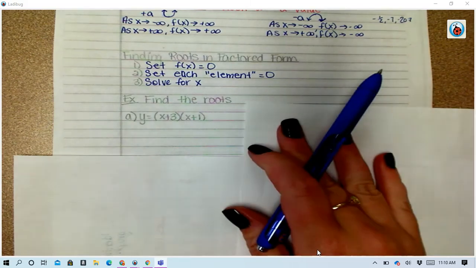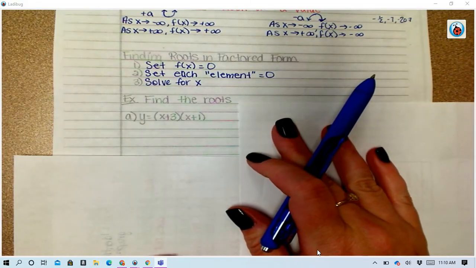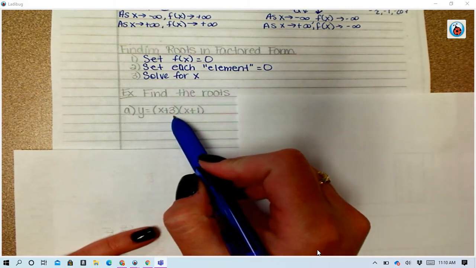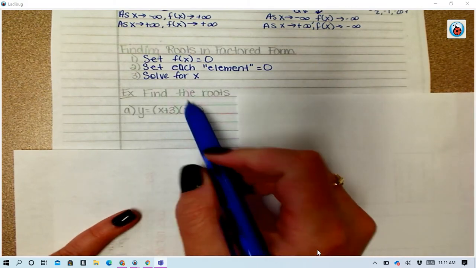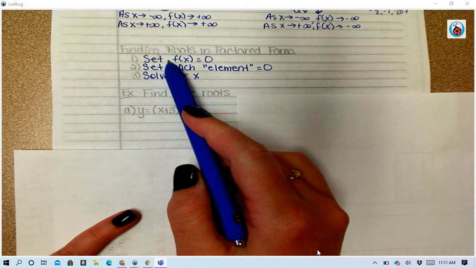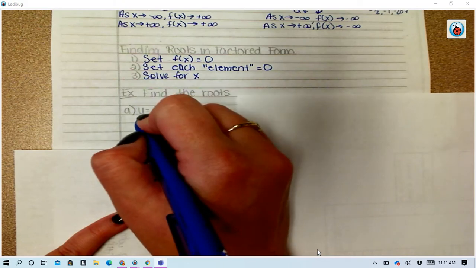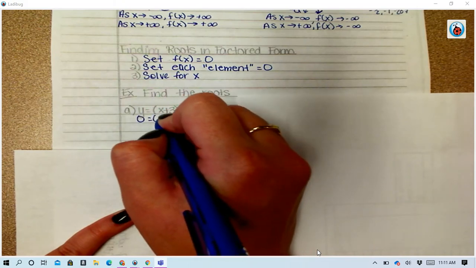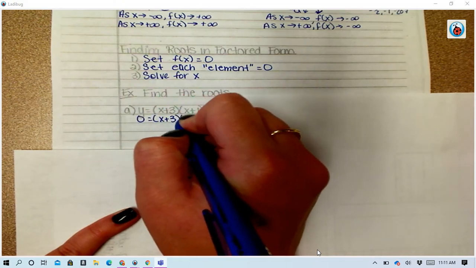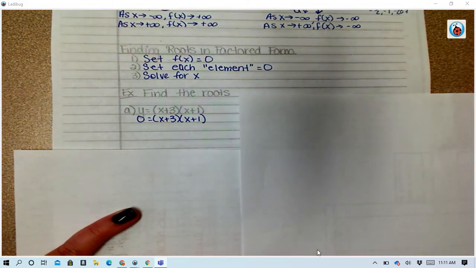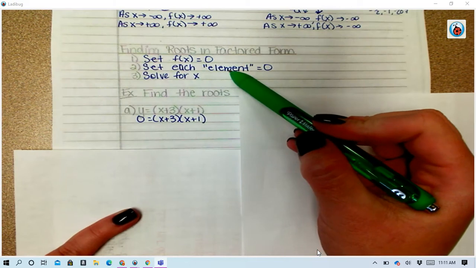Okay, so the example says find the roots. So we have y equals, and then in parentheses, x plus 3 times x plus 1. Your first set of directions is to set that function equal to 0. So instead of the y, we're just going to plug in a 0. Then our second step is to set each element equal to 0.